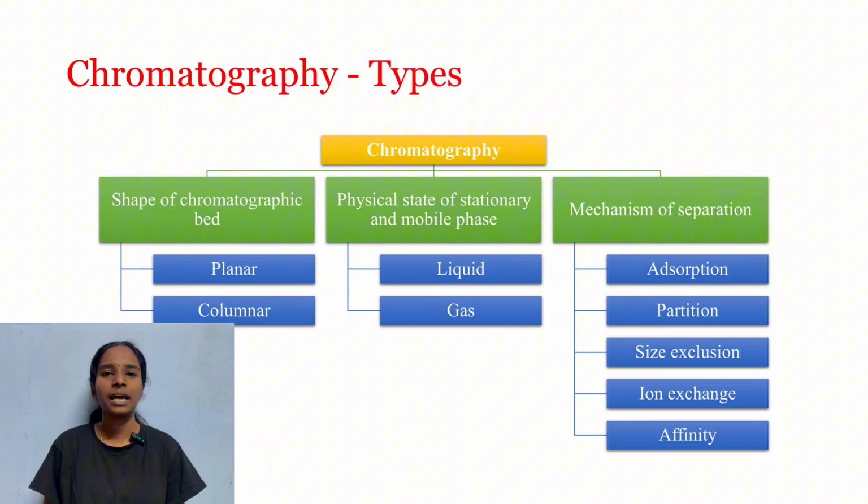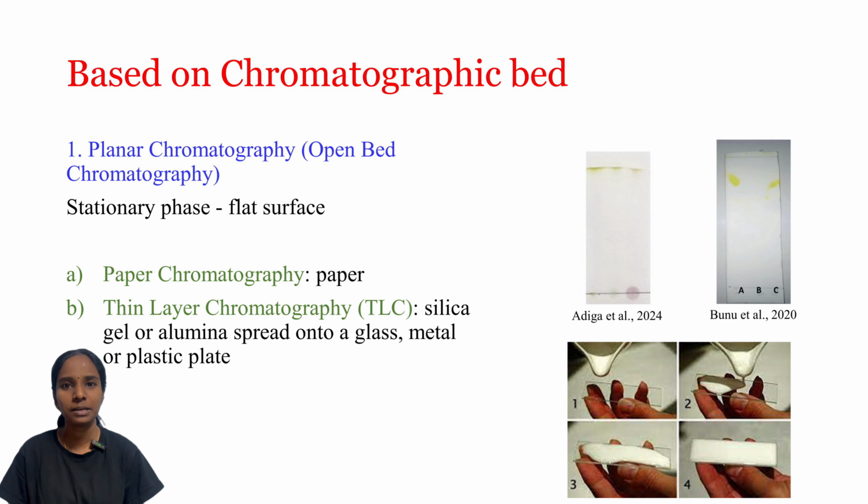In this video, we would look at the different types of chromatography based on the first two categories, that is the shape of the chromatographic bed and the physical state of stationary and mobile phase. Based upon the chromatographic bed, chromatography can be of two types, that is planar and columnar. Now, what is a chromatographic bed? This is nothing but the stationary phase onto which the sample is loaded and separated. This chromatographic bed can be a flat surface or it can be in the form of a tube. If the chromatographic bed or the stationary phase is a flat surface, we call it planar chromatography.